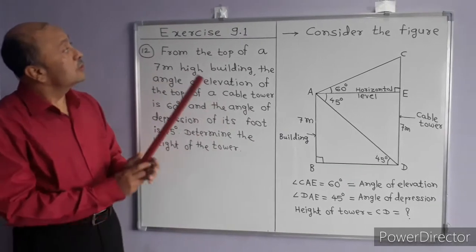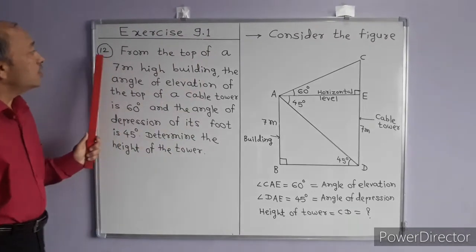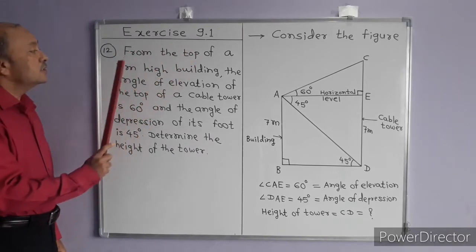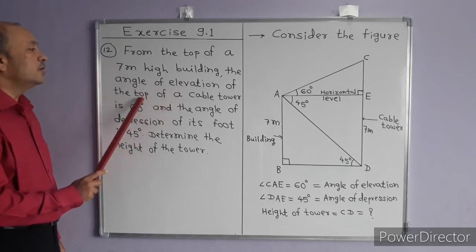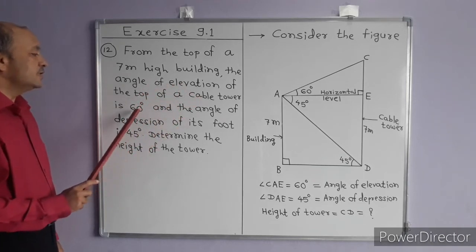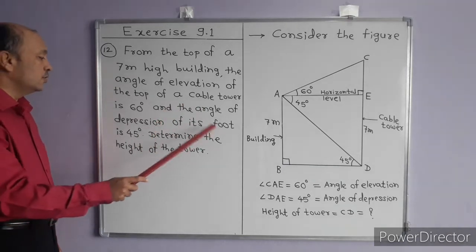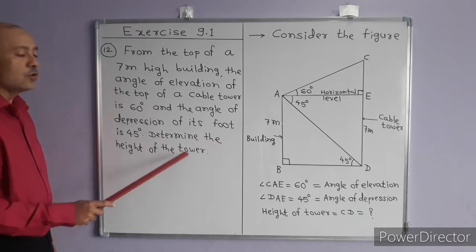So let us solve students. We are going to solve the example from exercise 9.1, that is example number 12. From the top of a 7-meter high building, the angle of elevation of the top of a cable tower is 60 degree and the angle of depression of its foot is 45 degree. Determine the height of the tower.